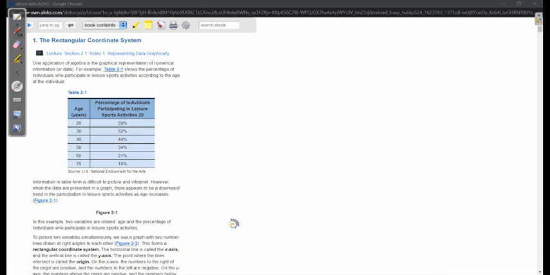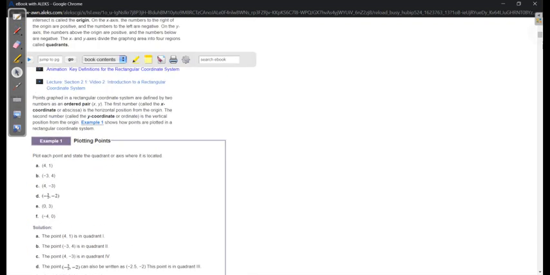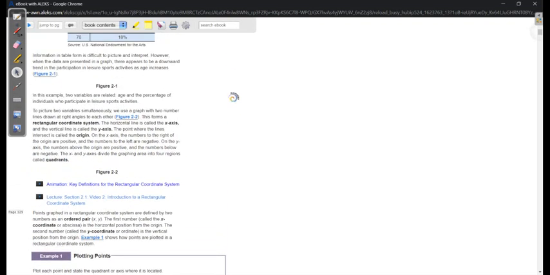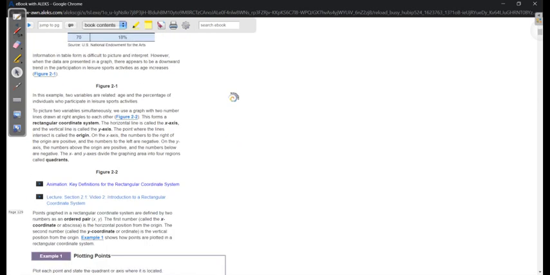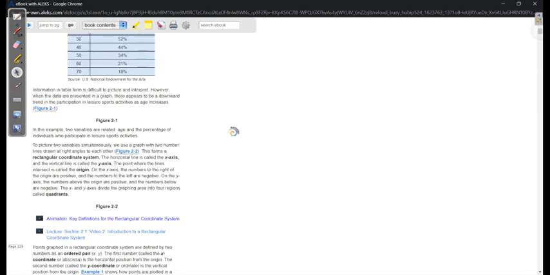All right. Coming down here, information in table form is difficult to picture and interpret. However, when the data is presented in a graph, there appears to be a downward trend in the participation in leisure sports activities as age increases, right? So, like I said, it doesn't necessarily show it. Okay. I guess it doesn't really show it.